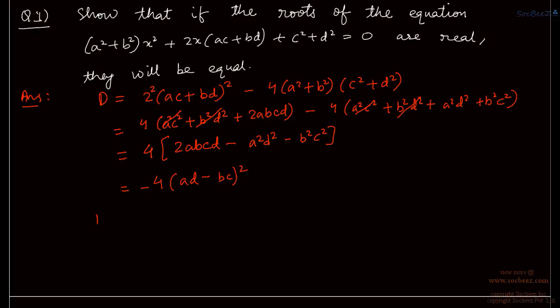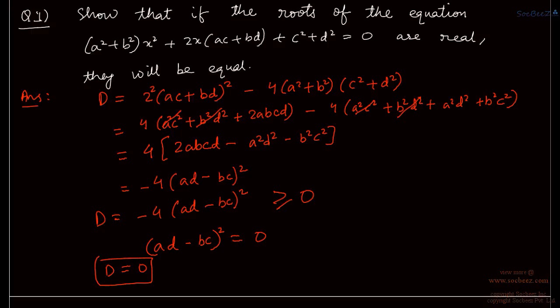Fine. So we see that our discriminant is minus 4 times (ad minus bc) whole squared. For the roots to be real, the discriminant should be greater than or equal to 0. But we know that (ad minus bc) whole squared is always positive, whereas minus 4 makes the whole thing negative. Always positive into a negative will always make it negative. Hence, equality should be the only constraint here, and in that case (ad minus bc) whole squared should be equal to 0, or in any case, D is equal to 0.